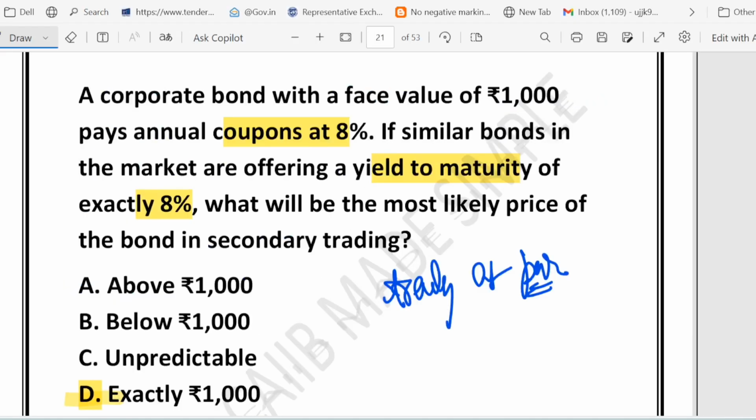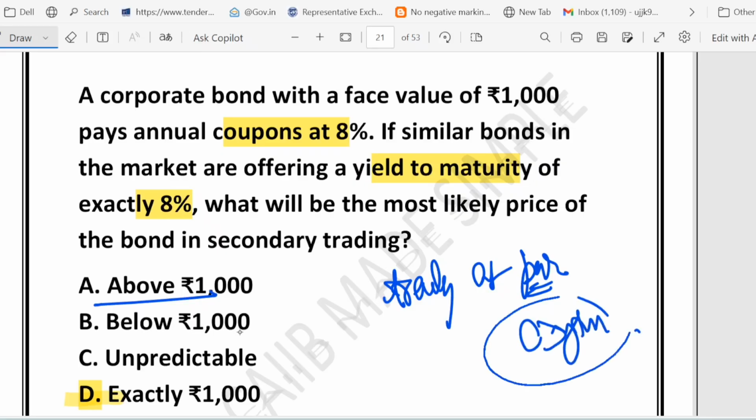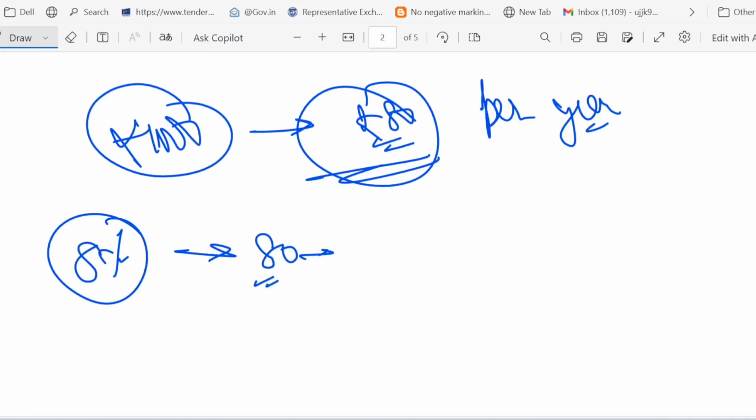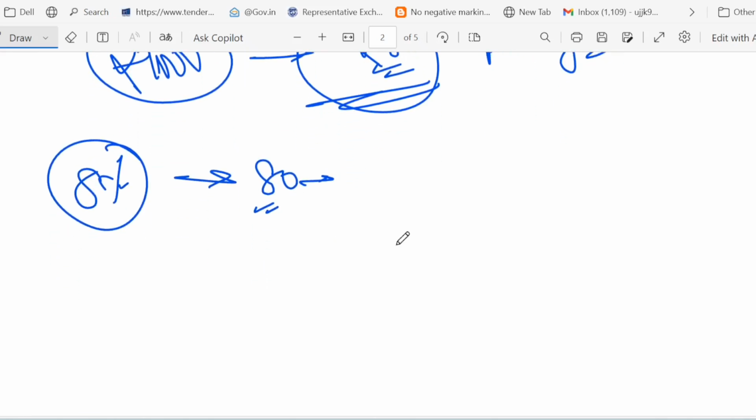What about option A? Option A says above 1000. See, this would happen only if the bond coupon rate is higher than the market rate. Whenever the coupon rate is higher than the YTM, then the price of the bond will be above 1000. Let me give you one example. These things are very important from an understanding as well as examination point of view, because bond is the most important topic. They ask questions every year.